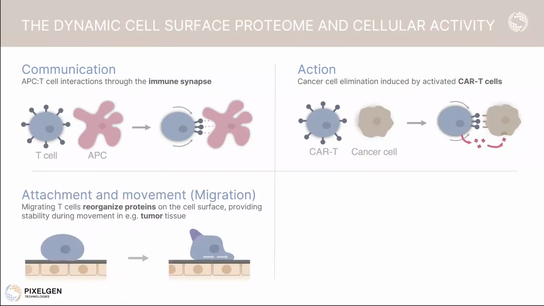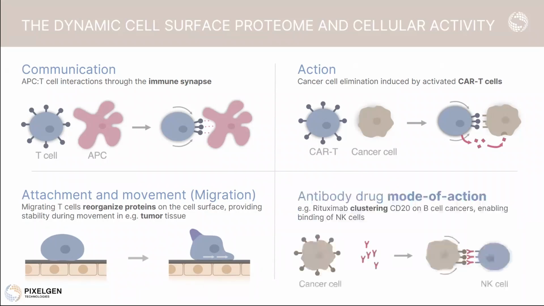Third example with attachment and movement or migration. We know that when T cells migrate, they tend to form something called a uropod, which means that some of the proteins on the cell surface relocate to the back part of the cell. You see it here colored in purple, which makes the cell more rigid and more effective in cancer cell killing as the tumor microenvironment is super packed. So it makes it easier for it to migrate.